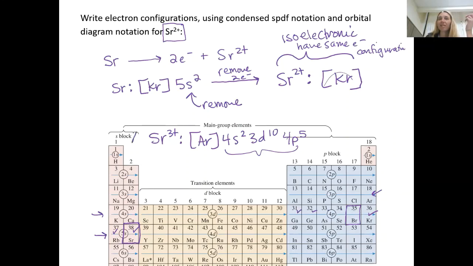But this doesn't really exist because it's really, really hard to remove core electrons. Okay, and so we'll talk about that more in chapter 9 as we get to it. So valence electrons are pretty easy to remove, but those core electrons are hard to remove, right? Because they're near the nucleus.